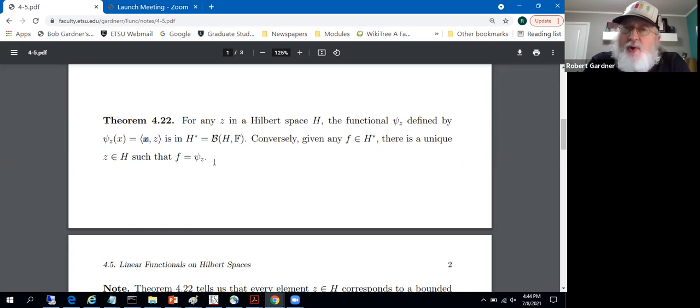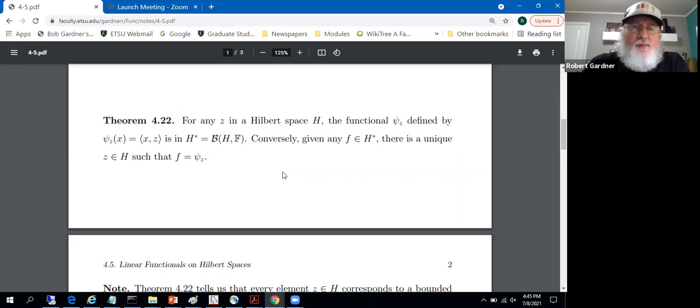And what Theorem 4.22 is saying is not only can we use inner products to produce functionals, and certainly the inner product gives a scalar out, so we're taking a vector in and getting a scalar out as we should, but every bounded linear functional on Hilbert space H is of this sort. So not only are inner products useful as examples of bounded linear functionals, that's all the bounded linear functionals there are on a Hilbert space, those which are related to inner products like this.